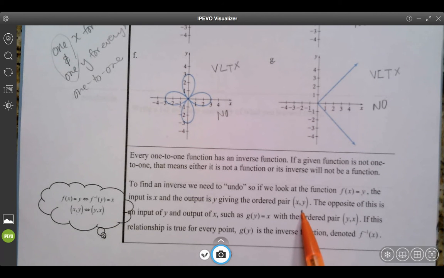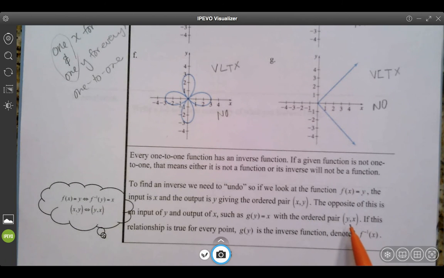Well, the opposite of this is if I switch the input and the output. If I find a different function that has an input of y and an output of x, that gives me the ordered pair y comma x. Notice the ordered pair just switched. The x and y switched places.